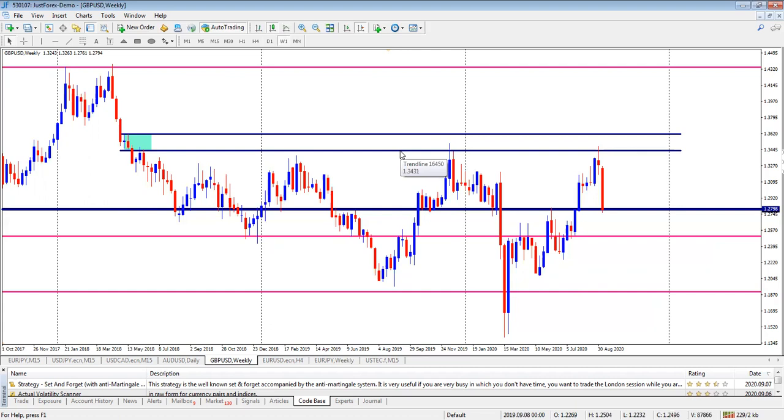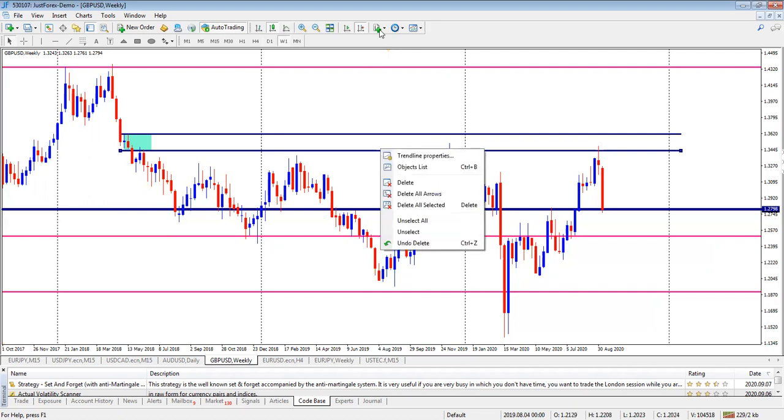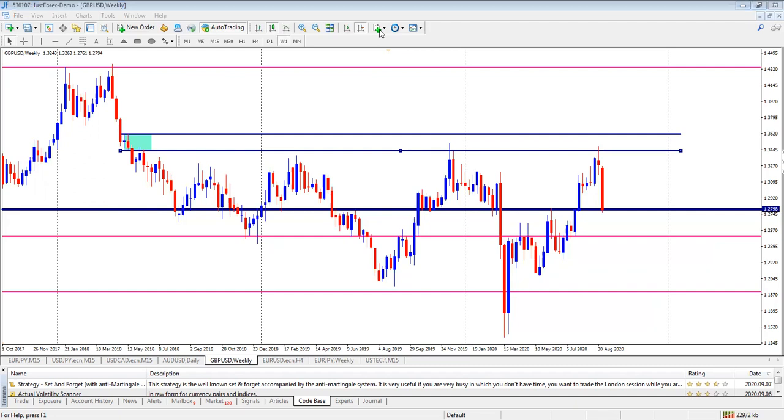Since this class was not a very organized class, I want to apologize for that. When you are drawing a supply and demand, you must know that you have a proximal line and a distal line. This line here, the line that is closest to price, is the proximal line. The line that is above the price is the distal line. A proximal line can be used for entry. A distal line can be used for placing your stop loss.